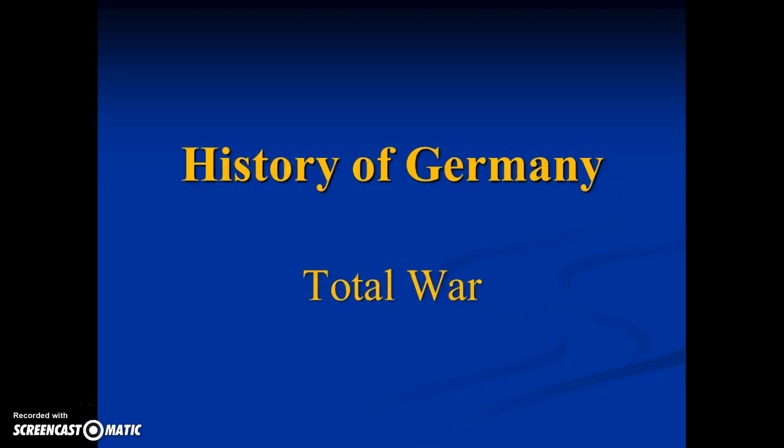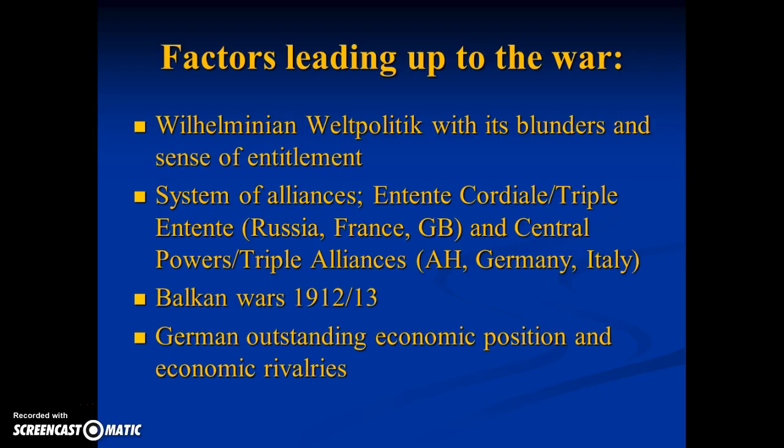This is the fourth talk in the history of Germany between 1815 and 2015. On this one, we're going to be looking at World War One, or the period of total war, or the first attempt at total war. What were the factors that led up to the war?